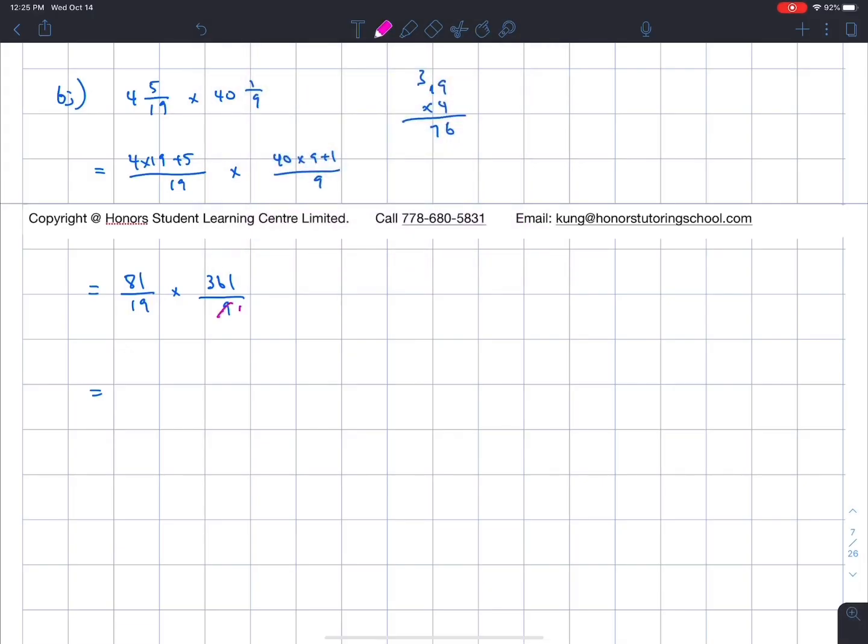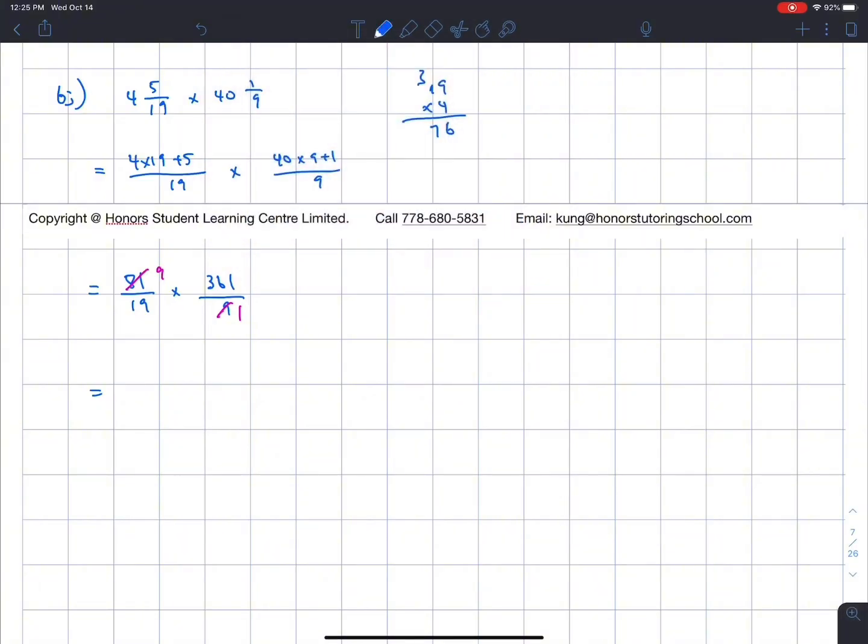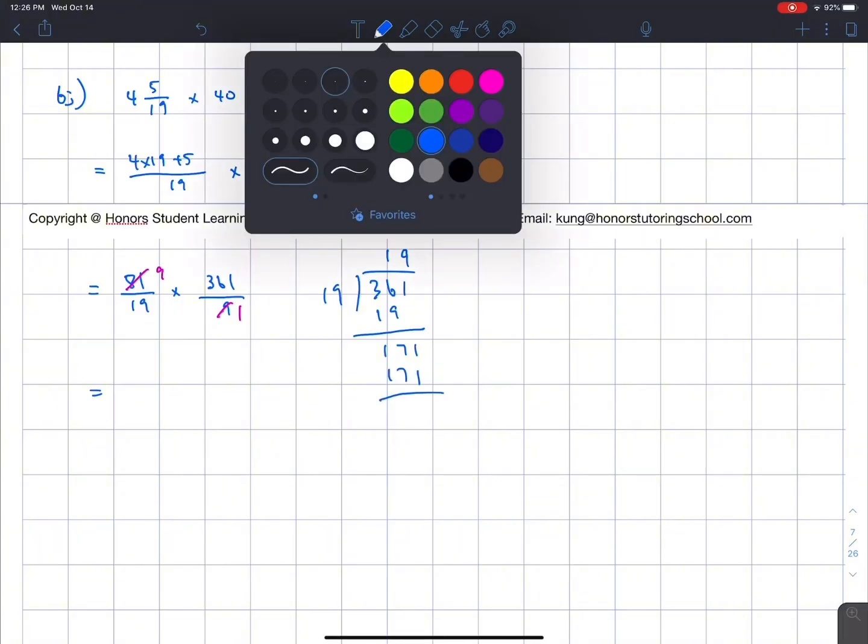I can divide this by 9 to get 1, divide this by 9 to get 9. So I'm thinking maybe 361 is divisible by 19. 19 times 2 is 38, so just one time. 16 minus 9 is 7. 2 minus 1 is 1. Move down the next number. Maybe 9, 9 times 9 is 81. 9 times 1 is 9 plus 8 is 17. Yeah, it is divisible.